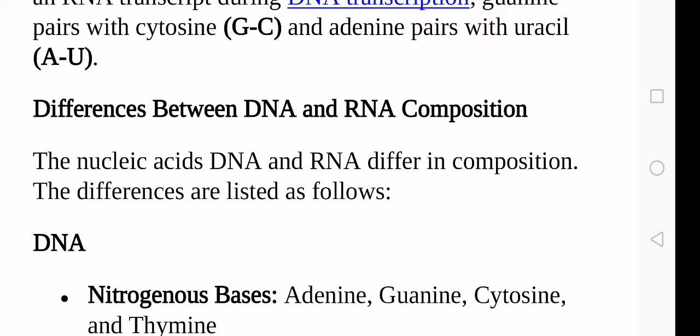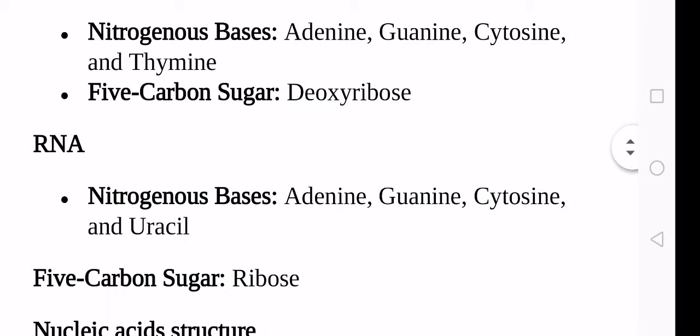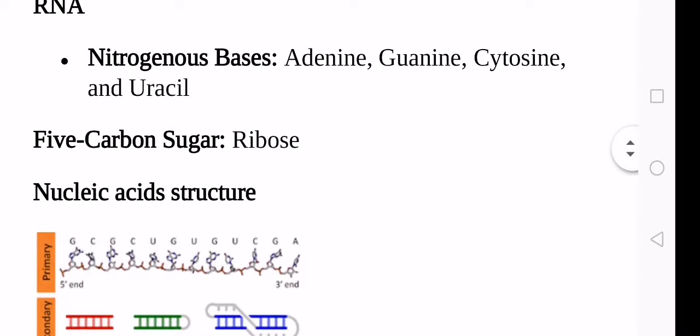Differences between DNA and RNA composition. The nucleic acids DNA and RNA differ in composition. The differences are listed as follows. DNA: nitrogenous bases adenine, guanine, cytosine, and thymine; 5-carbon sugar deoxyribose. RNA: nitrogenous bases adenine, guanine, cytosine, and uracil; 5-carbon sugar ribose.